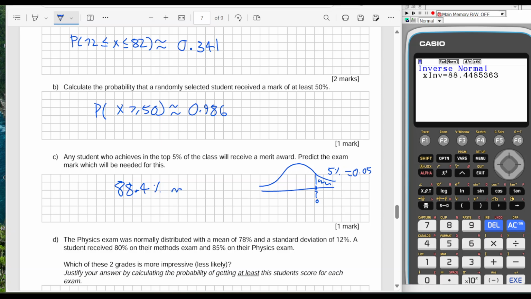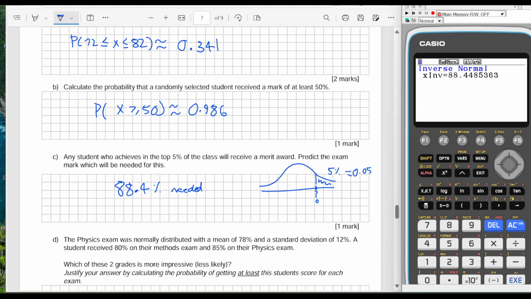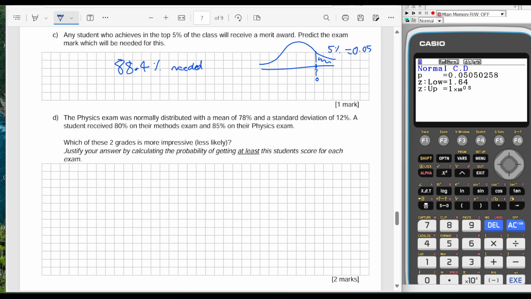88.4% needed. Okay. Now, let's see. So if we go back into normal CDF, so distribution normal NCD, I should be able to set my lower as 88.4 and my upper is a whole bunch of 9s. If I do this, I'll get 0.05, which I do for the probability. Okay, now this one's a little bit funky.